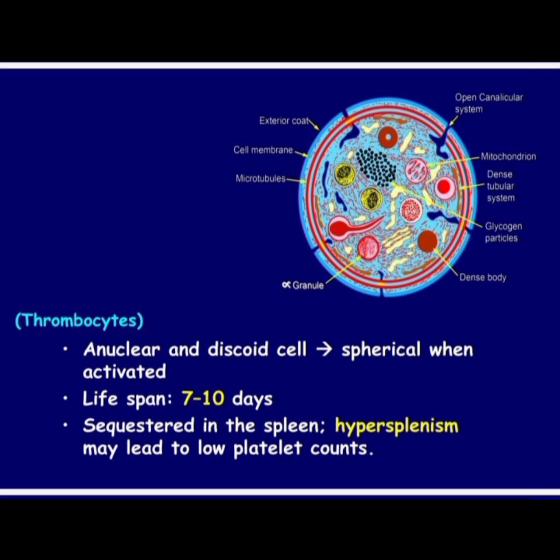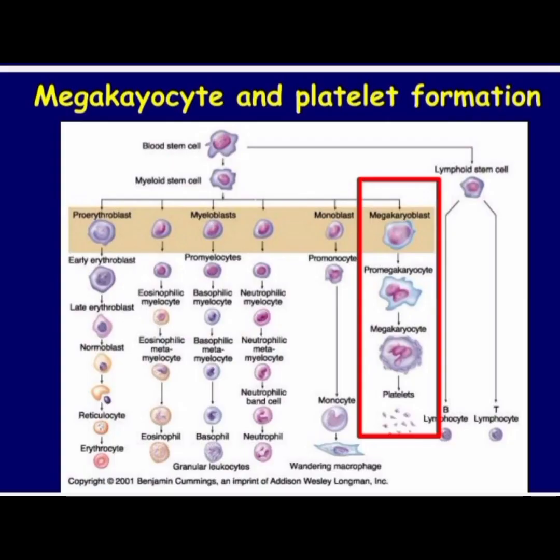Thrombocytes are anuclear and discoid in shape when inactive. The lifespan of thrombocytes is 7 to 10 days, and they are sequestered in the spleen. Hypersplenism may lead to low platelet formation.